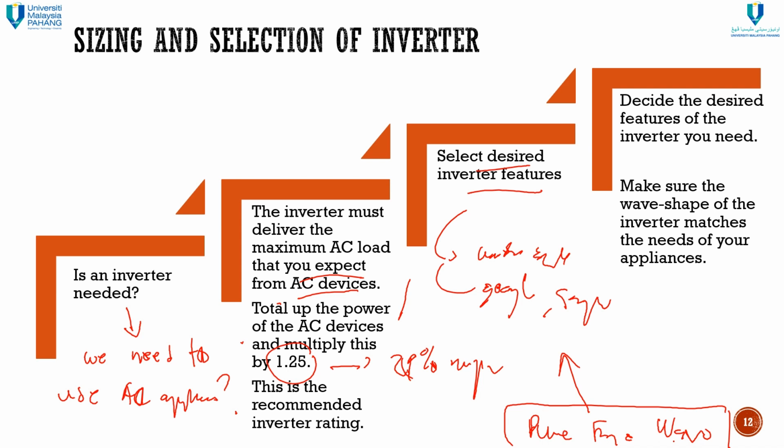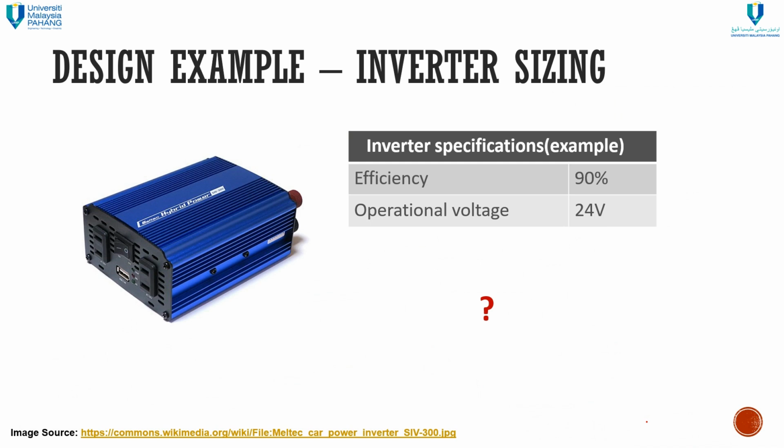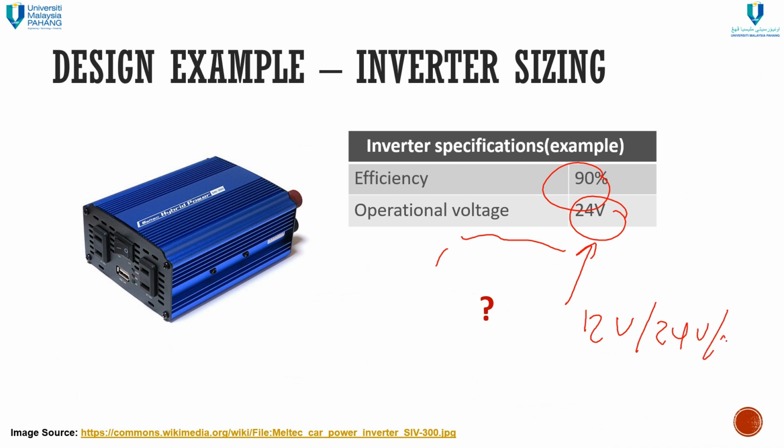Then decide the desired features of the inverter unit. Make sure of the wave shape that your application needs, and don't choose one where you can't find the words pure sine wave on the inverter. For example, maybe the datasheet says 90% and operational voltage only 24 volt. Again, don't make mistakes. Sometimes they write 24/48, and sometimes in the shopping link they are listed separately as 12 volt, 24, 48. So please be aware, don't make mistakes.